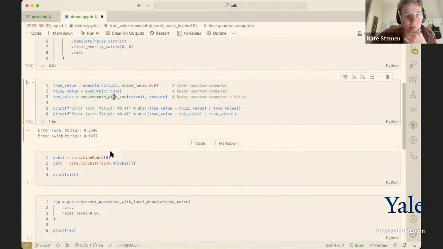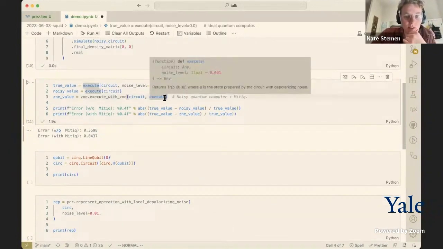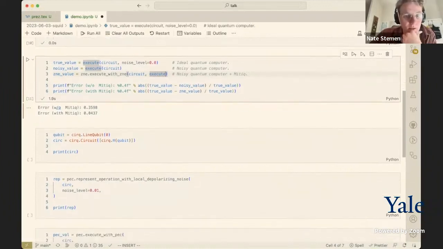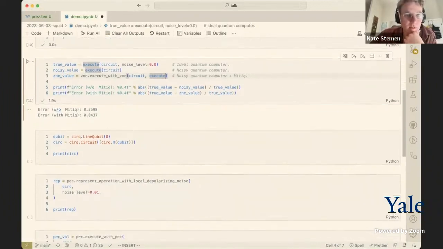There's lots of parameters that you can tune in doing this. I thought I'd have autocomplete come up, but maybe not. Basically, you can tell it how many noise scaled circuits, how exactly you want it to scale the noise, all this sort of thing. You can try and tune those to make it work even better. But we've also done a good amount of tuning to make it work pretty well out of the box.